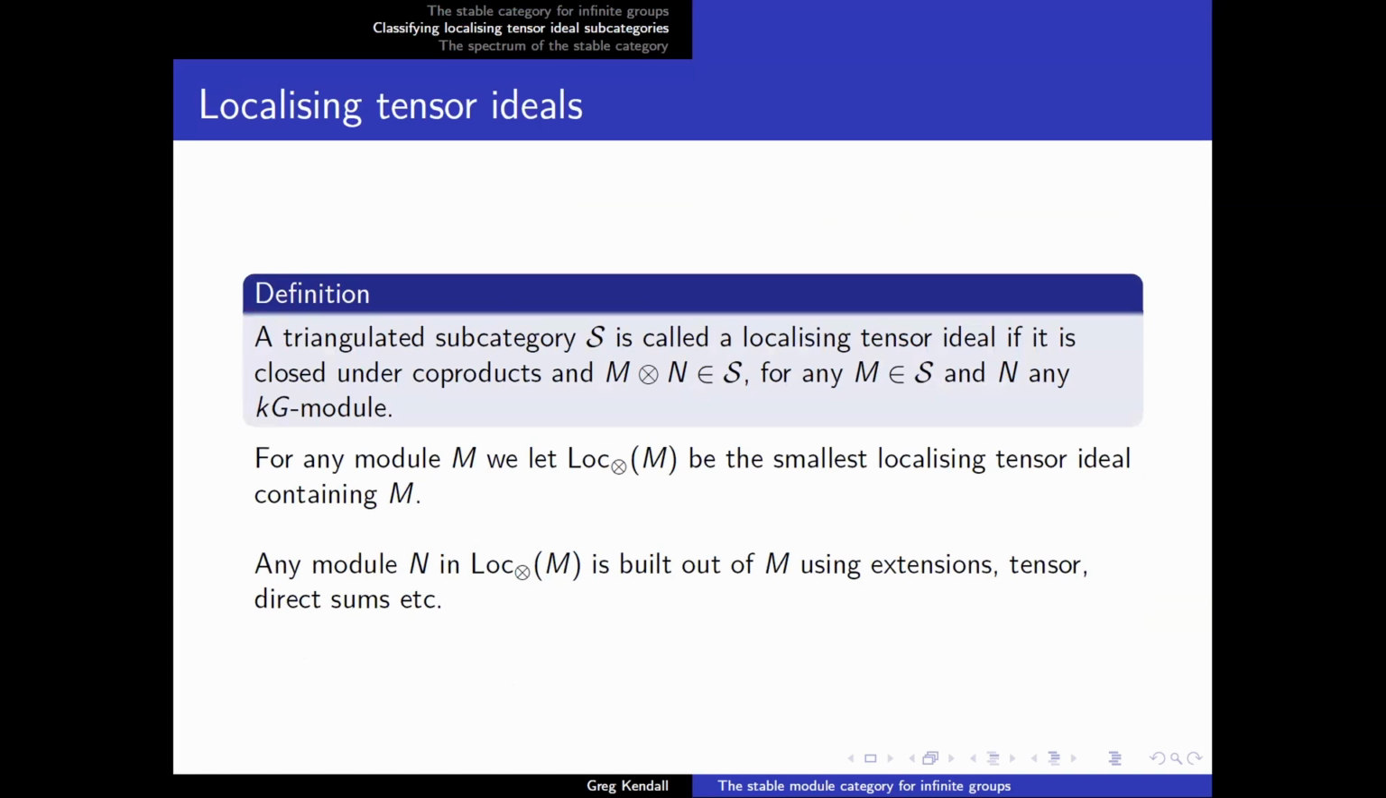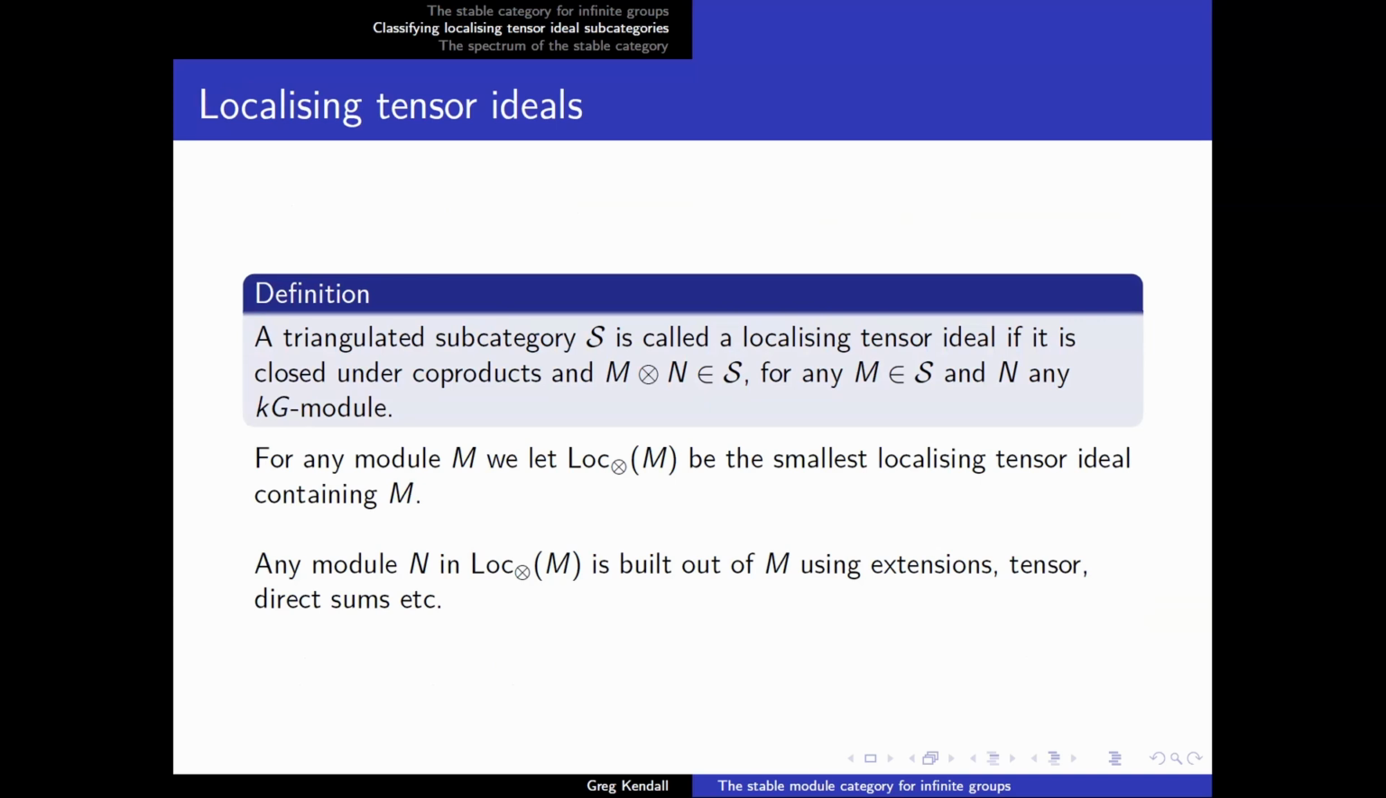Great, so we have our tensor triangulated category. And if you're that way inclined, there are a lot of questions that you might ask about such a category. I'll try and answer some of them in the rest of the talk. We'll start talking about localizing tensor ideals. These are like monoidal localizations of the category, if you like that way of thinking.